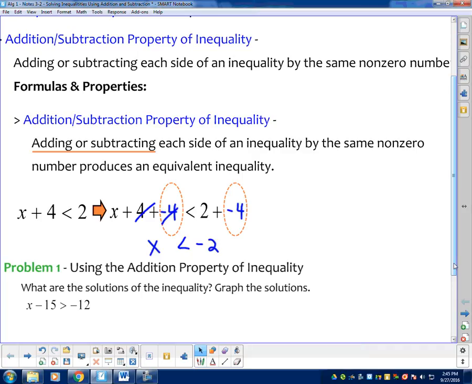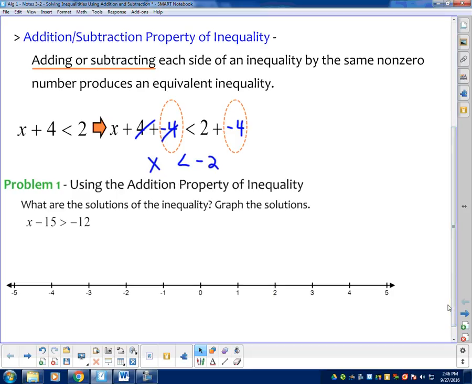That's it. So these are one-steppers. You don't have to worry about flipping an inequality yet. That's coming next lesson when we multiply or divide by a negative. Flipping, yes. You guys are good at flipping. Yeah. I knew you were going to do that.